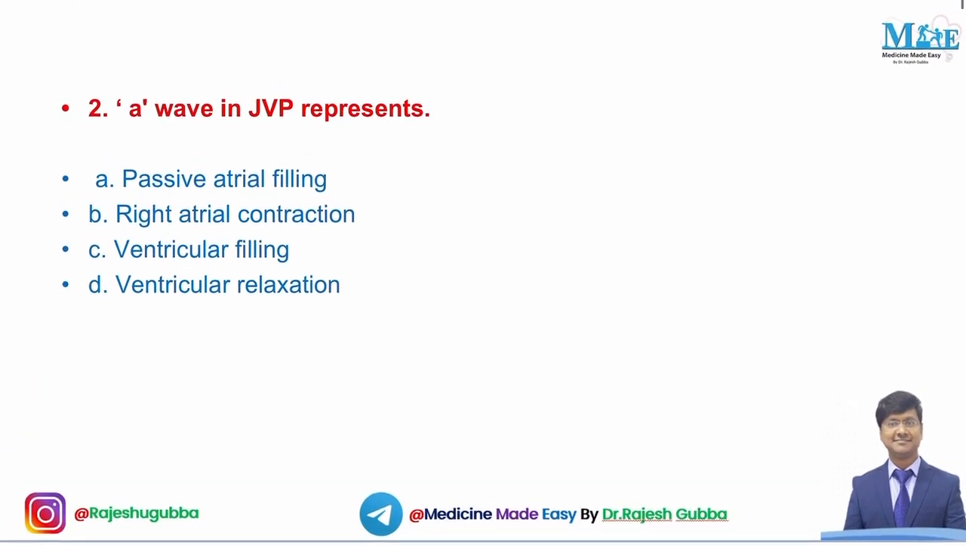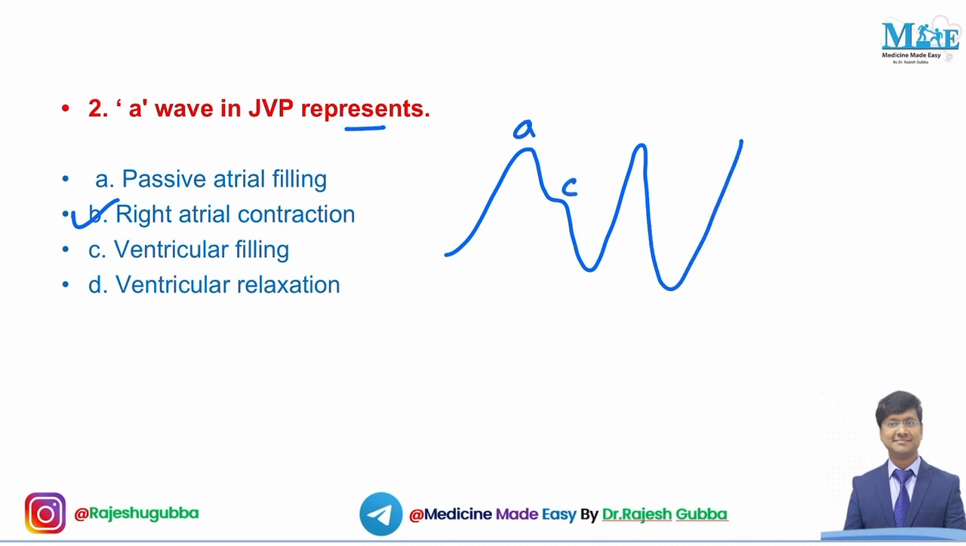So the A wave in the JVP represents the passive atrial filling, right atrial contraction, the ventricular filling, or the ventricular relaxation. The A wave in the JVP represents the atrial contraction. Now if you see the waves of the JVP, they are A, C, X, V and Y waves. Out of which A, C and V represent that the pressure in the atria is increased, and during X and Y, the pressure within the atria is decreased.